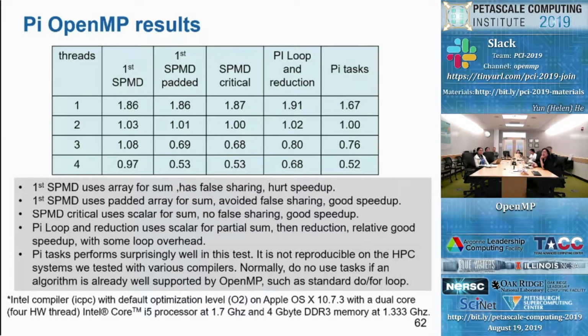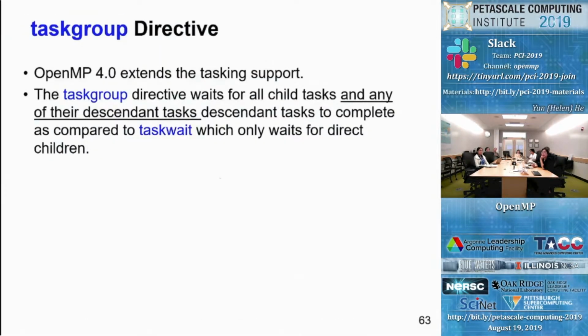So, next slide, please. I mentioned taskwait. There's also another concept, taskgroup, which was introduced in OpenMP 4.0. It allows you to wait on a group of tasks: not only your direct children, but also the descendants of your direct children. So you have a good wait point. If you want to wait for everything to finish, you can use the taskgroup. Next slide, please.